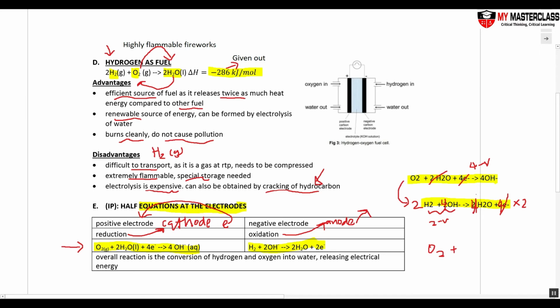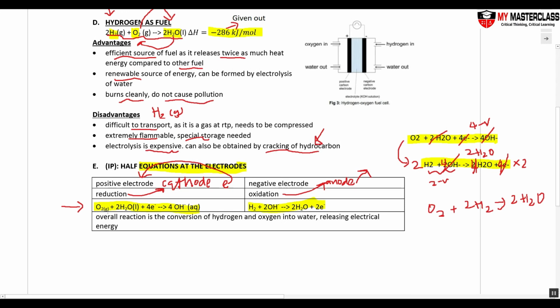And then I have 2H2. The 4 OH minus is cancelled on this side, so it will give me 2H2O. That's where I get my overall equation of 2H2 plus O2 gives me 2H2O. So the overall reaction is the conversion of hydrogen and oxygen into water, and this releases a large amount of energy, which I will use as a battery to provide electricity.